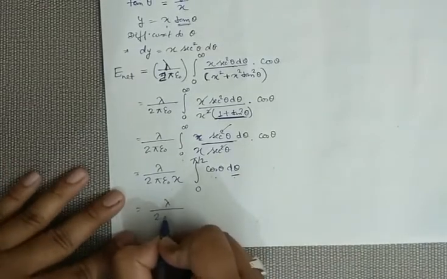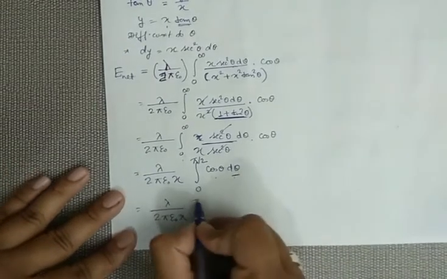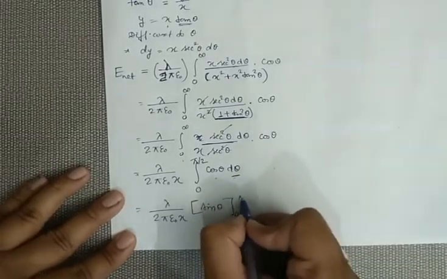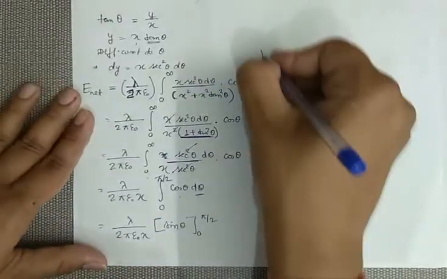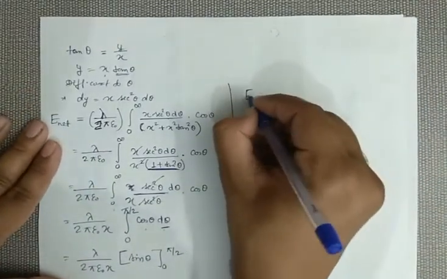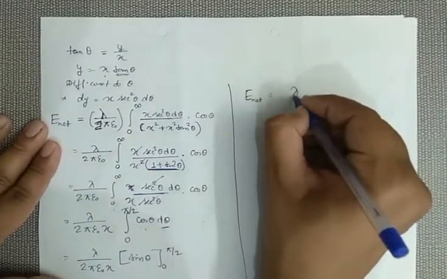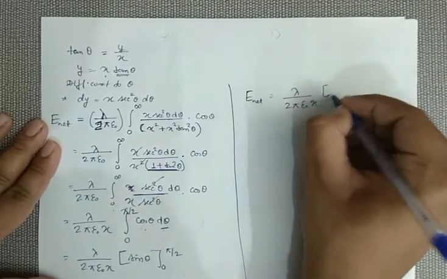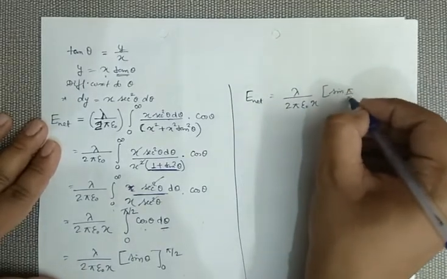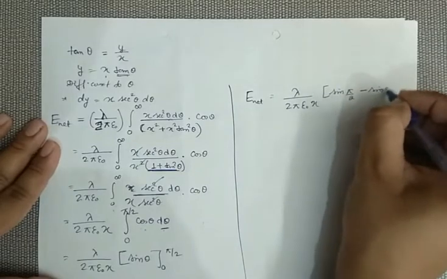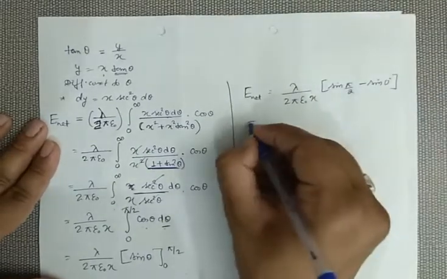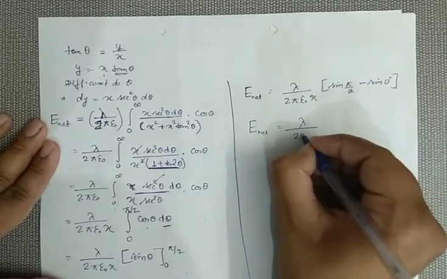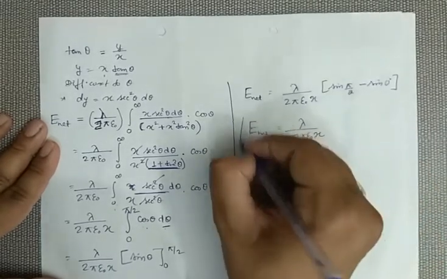So it's very simple now. Integration of cos theta is sin theta, limit is from 0 to pi by 2. So your net electric field is equal to lambda upon 2 pi epsilon naught times x, upper limit minus lower limit, that is sin pi by 2 minus sin 0. So your final answer is lambda upon 2 pi epsilon naught x.